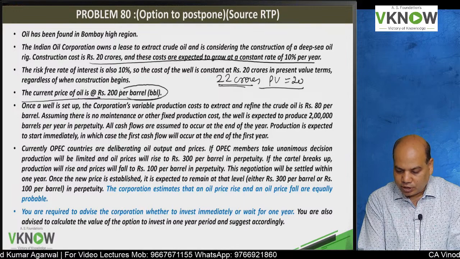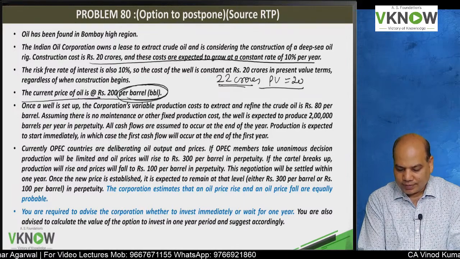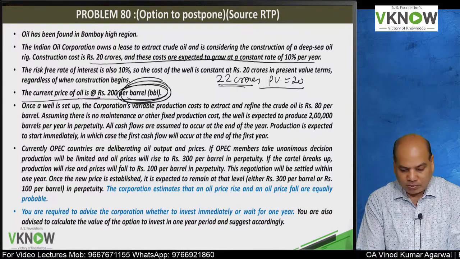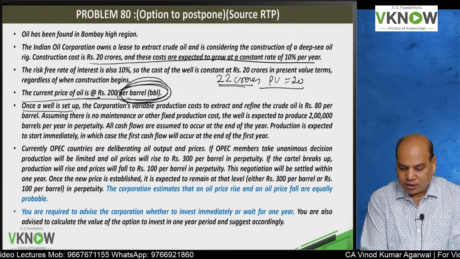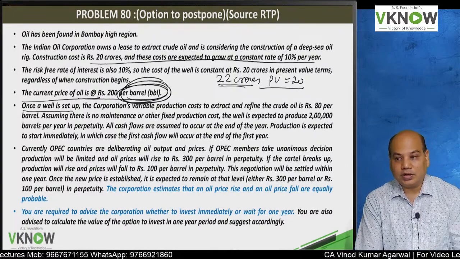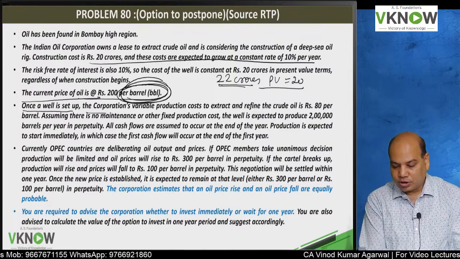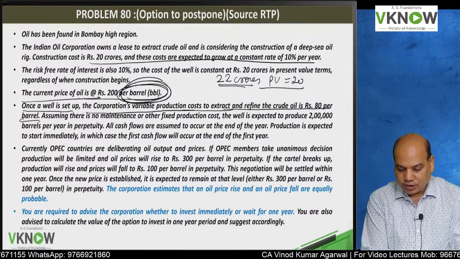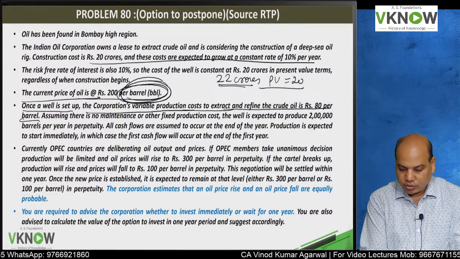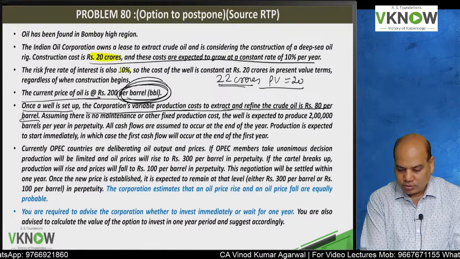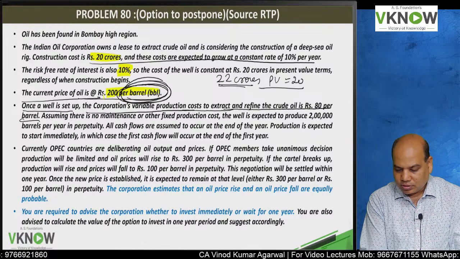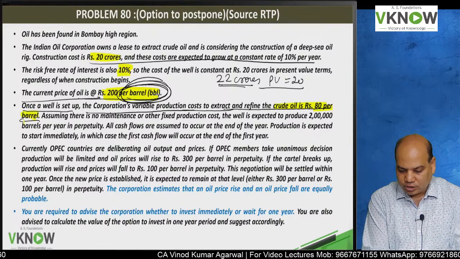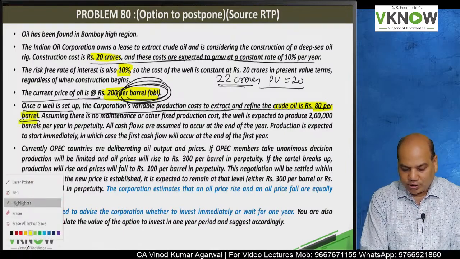This barrel is the unit of oil. Internationally, they calculate in terms of barrel. Once a well is set up, the corporation's variable production cost to extract and refine the crude oil is 80 rupees. 20 crore is the cost, discount rate is 10%, selling price is 200, variable cost 80. These are the important numbers.